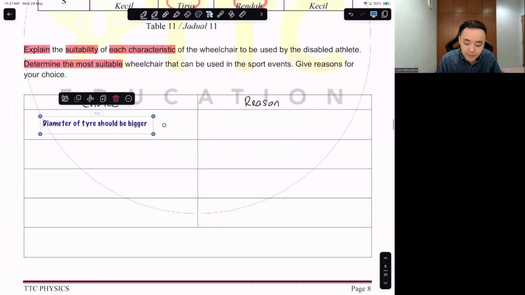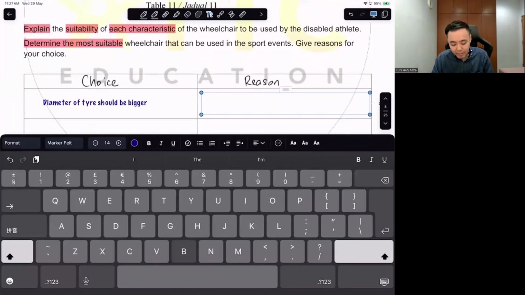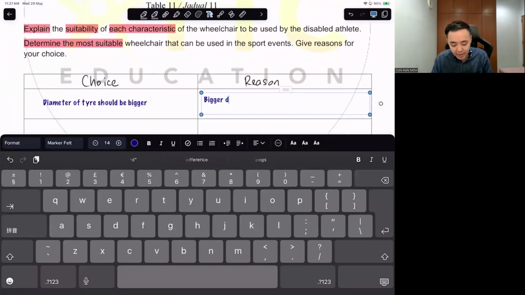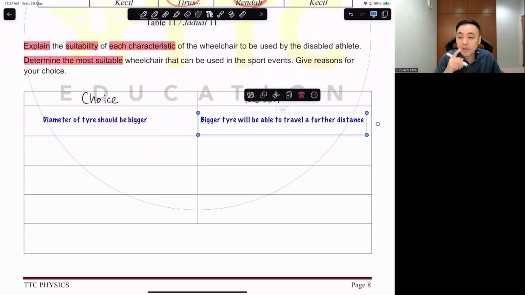And then the reason why, we said just now already. Bigger tire will be able to travel a further distance. Yes, like this will do. Short sentence, you are good to go already. That's why I don't recommend writing point forms. Short sentences like that.